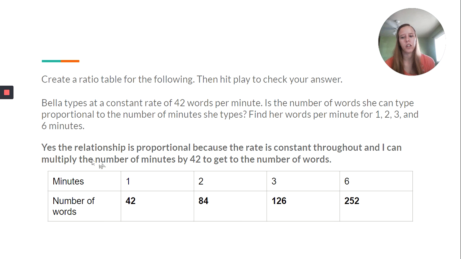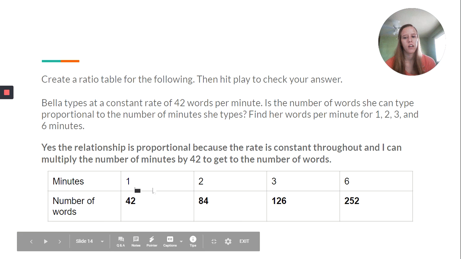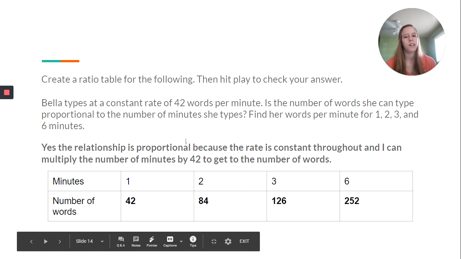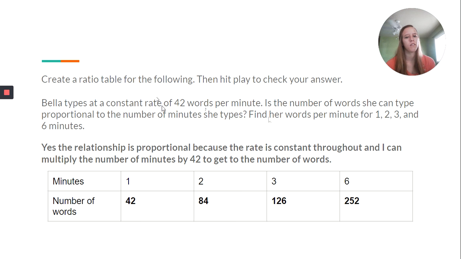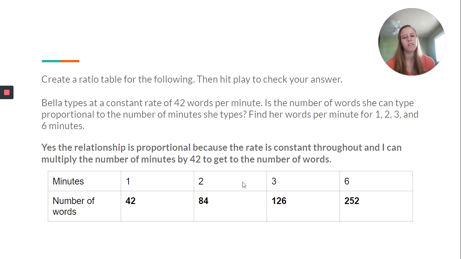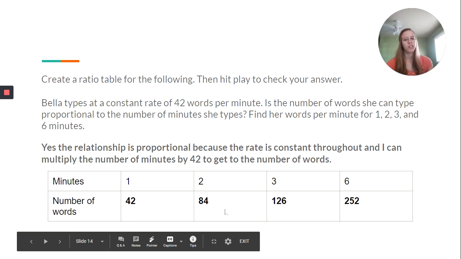So if we make her chart, we have 1, 2, 3, and 6. She types 42 words in 1 minute, 84 words in 2, 126 in 3, and 252 in 6. Yes, her relationship is proportional because the rate is constant. We can see a constant rate. And then we know that if we multiply the number of minutes, for example, 2 times 42, we get the correct number of words.